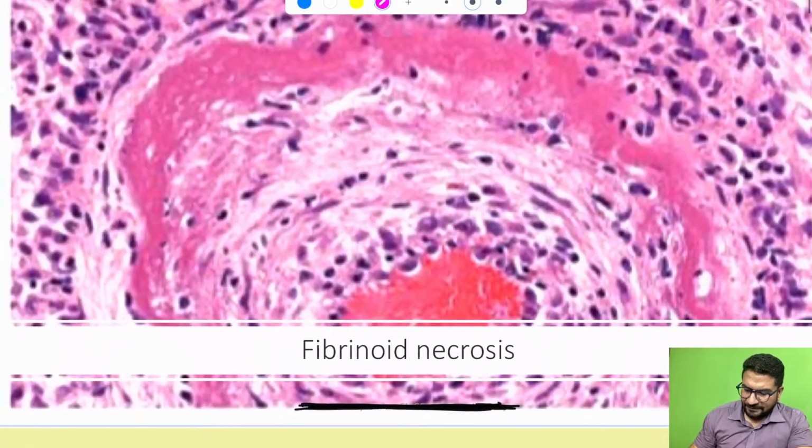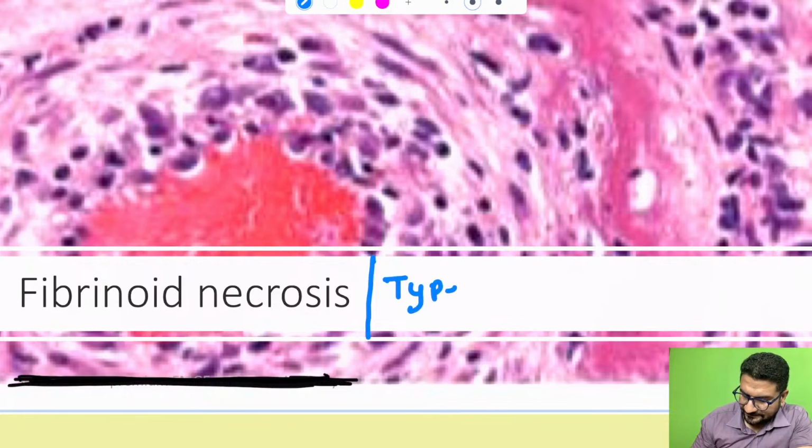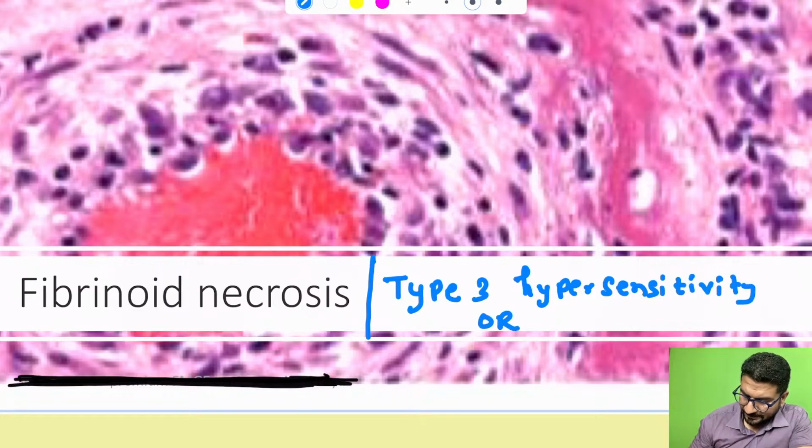Moving to the next type of necrosis, we call this fibrinoid necrosis. Understand this thing. Fibrinoid necrosis you will see wherever we have type 3 hypersensitivity. What do we call type 3 hypersensitivity? Anyone? Type 3 hypersensitivity is also called immune complex type.